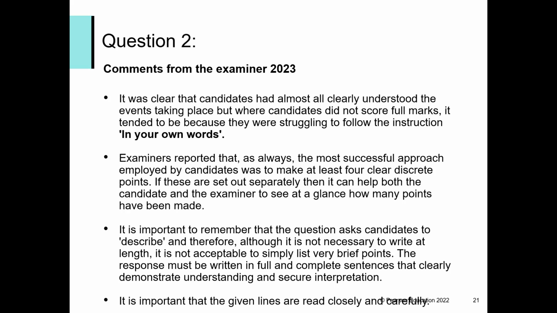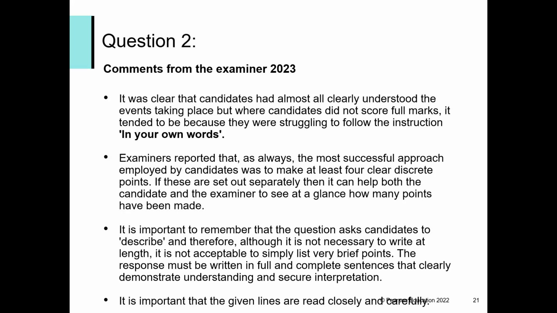Examiners reported that, as always, the most successful approach employed by candidates was to make at least 4 clear, discrete points. If these are set out separately, then it can help both the candidate and the examiner to see at a glance how many points have been made. It's important to remember that the question asks candidates to describe, and therefore, although it's not necessary to write at length, it is not acceptable to simply list very brief points. The response must be written in full and complete sentences that clearly demonstrate understanding and secure interpretation. And it's important that the given lines are read closely and carefully.